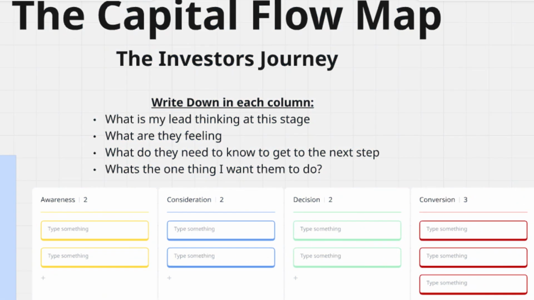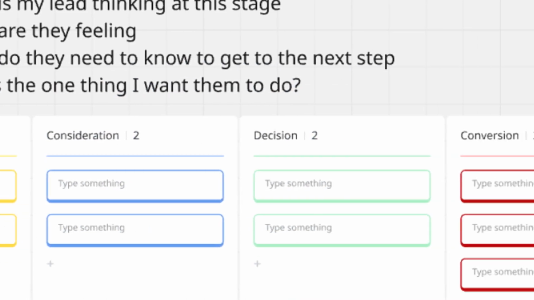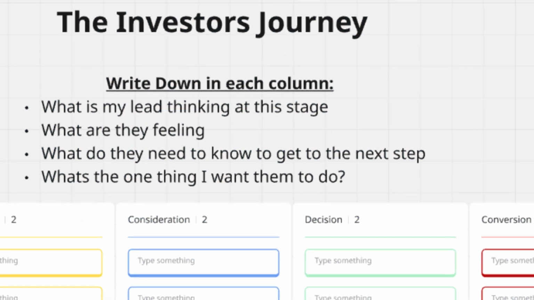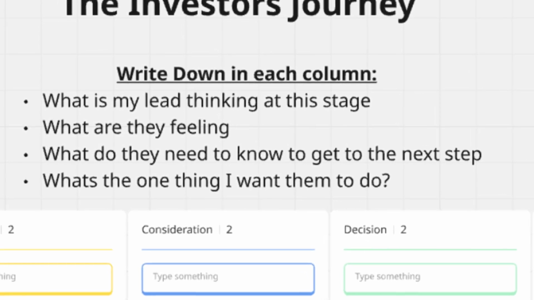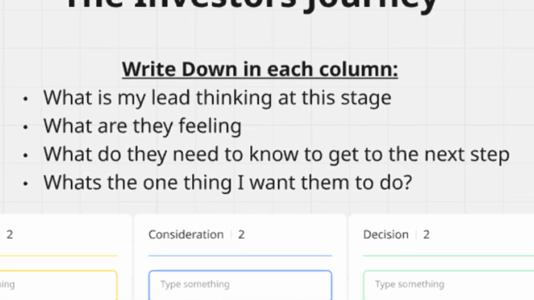Step 1, create 4 vertical columns: awareness, consideration, decision, conversion. Step 2, in each column, you'll have what your investor is thinking. What are they feeling? What do they need to know? What objections do they have? What's that one thing I want them to do?